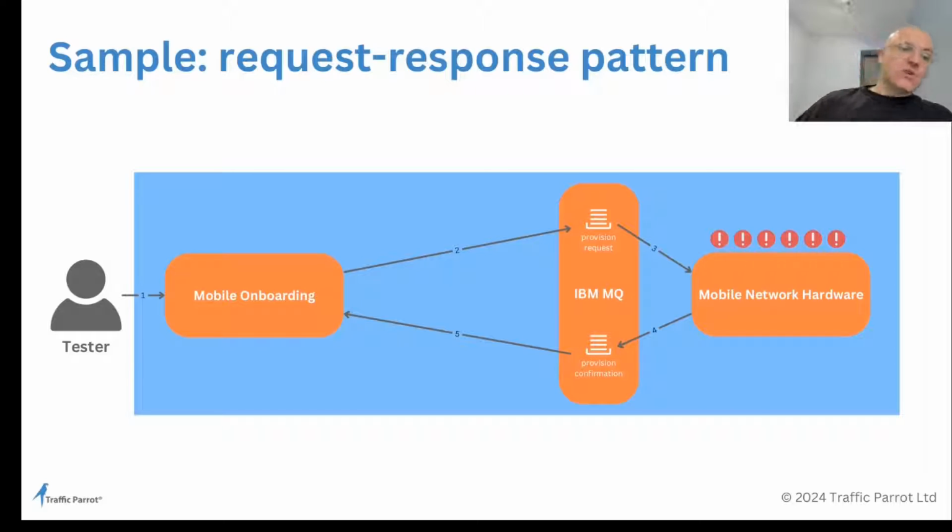Okay, so the way this application works is the mobile onboarding application sends a request to the provision request queue on the IBM MQ broker, the middleware, which gets consumed by the mobile network hardware, and then it does some processing and returns a response to the provision confirmation queue, and that message gets consumed by the mobile onboarding application. I'll show you this mobile onboarding application in a minute.